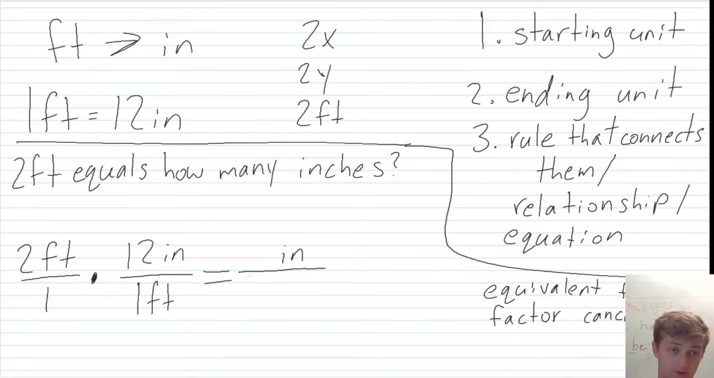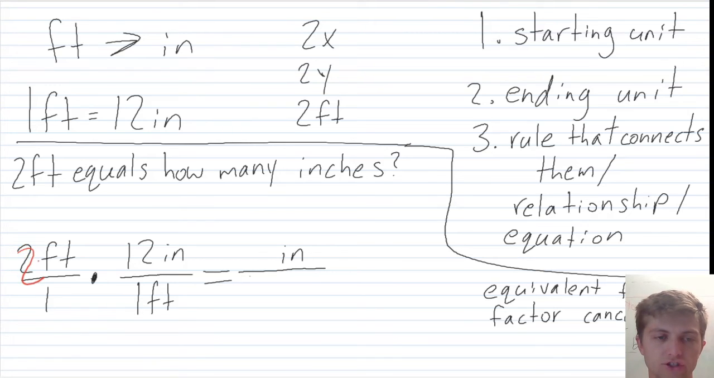Now, remember, I said I want you to treat these like variables. So if we're dealing with a multiplication or a fraction or division problem, and we have something that's the same in the top and the bottom, what do we do with that usually? We can cancel it. So if we have feet in the top and feet in the bottom, we can cancel it because we're treating it like a factor.